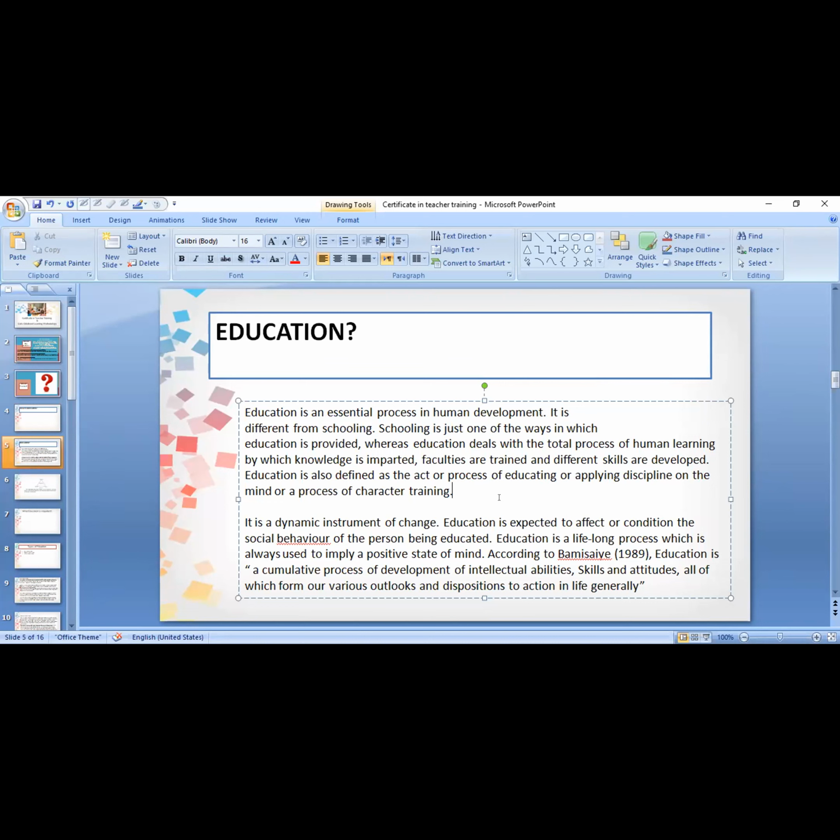So education is not directly about the subjects, but it will bring a total change in the behavior of a child, of a learner. We want them to learn specific subjects in order to change their life, change their mind, alter their behavioral patterns, right? So that is education. It is a dynamic instrument of change. Education is expected to affect or condition the social behavior of a person being educated. If knowledge is passed down to learners and children, they will change their behavior, or else they will learn new behavioral patterns. It differs for each and every learner. And education is a lifelong process which always implies a positive state of mind.